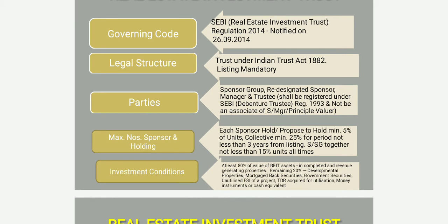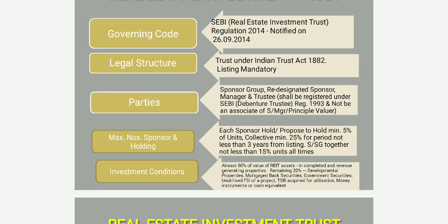There is a ceiling on the maximum number of sponsors and their holding. It has been made mandatory that each sponsor should hold or propose to hold a minimum of 5% of units. Collectively they should hold 25% for a period not less than 3 years from the date of listing. A sponsor or a sponsor group together should hold not less than 15% of units at all times.